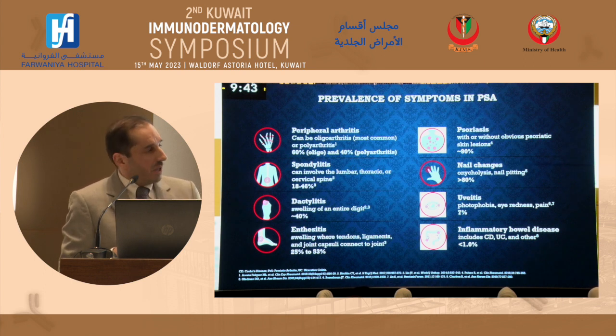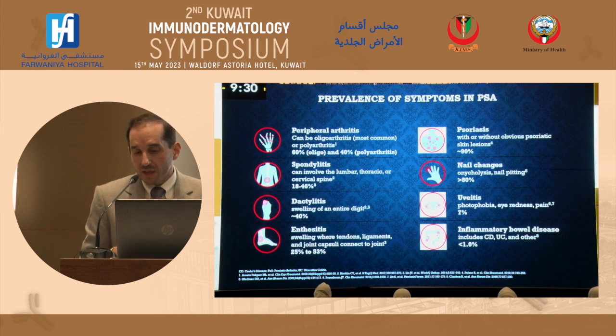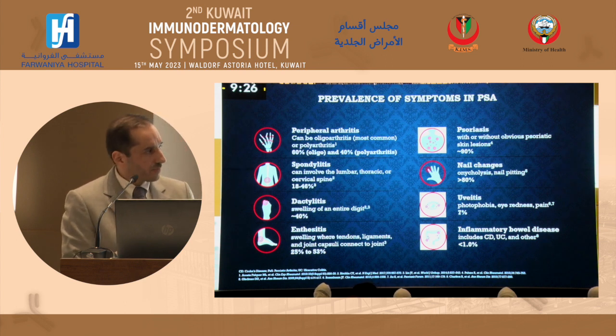So the patient can present with uveitis. They can have uveitis at the beginning of disease. They can have a history of uveitis, and that may alter your choices of treatment. And also you have to be cautious about bowel symptoms and the chance of having inflammatory bowel disease.